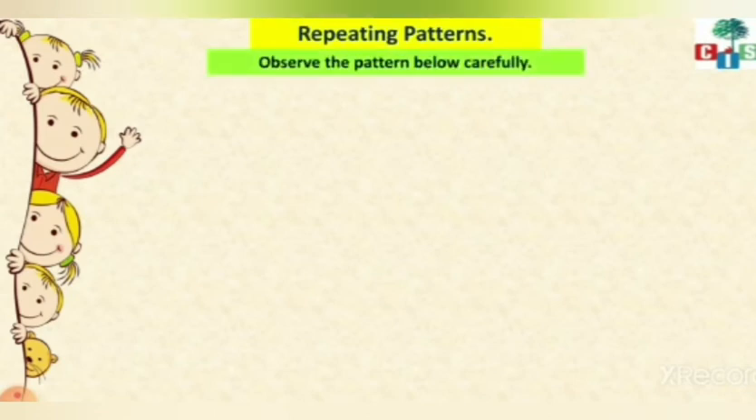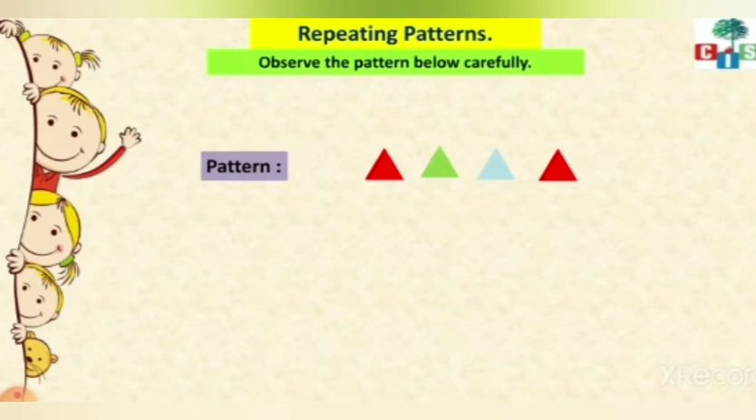Repeating patterns. Observe the patterns below carefully. Now, patterns. If you look here, it's the shape of a triangle. It's red, green, blue. Red, green, blue. Right? It's a pattern. If you look here carefully, here it's red, then green, then blue. So after blue, it was again red, green, blue. So we have to follow the pattern.